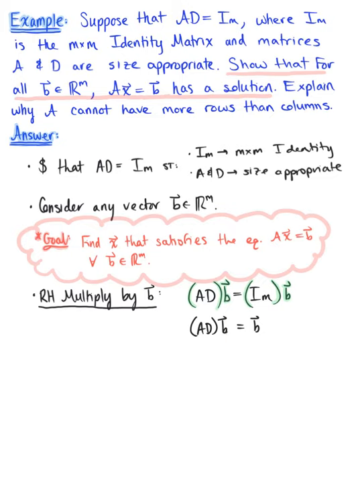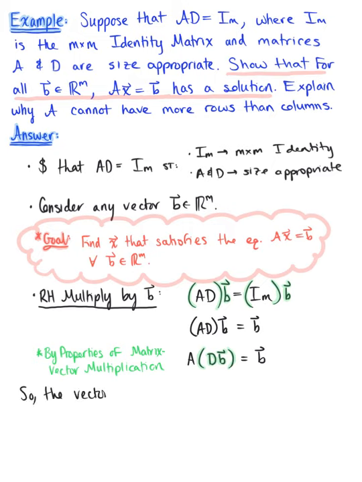And now, using the properties of matrix vector multiplication, we can reorder the terms on the left-hand side. We can say that this is the same thing as matrix A multiplied by matrix D times vector B equals vector B. And would you look at that? That's a non-homogeneous equation. So we can say that the vector X defined as matrix D times vector B satisfies the non-homogeneous equation, matrix A times vector X equals vector B. Woohoo! That's exactly what we needed.